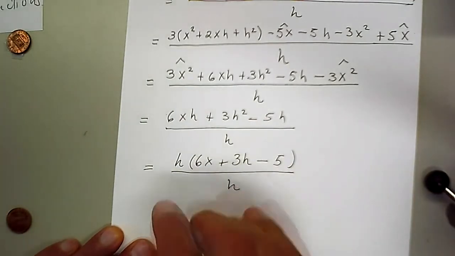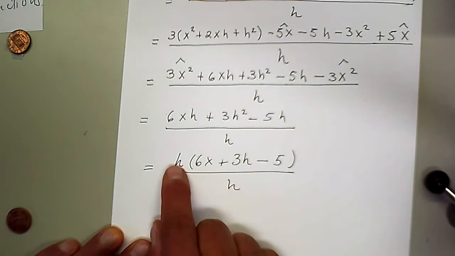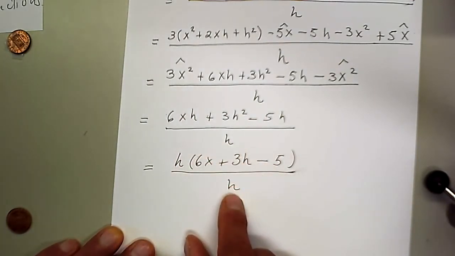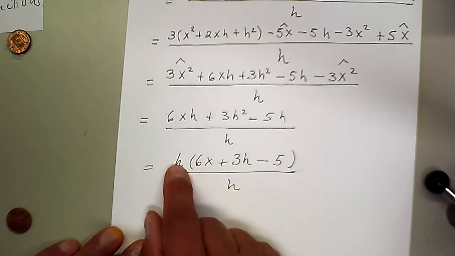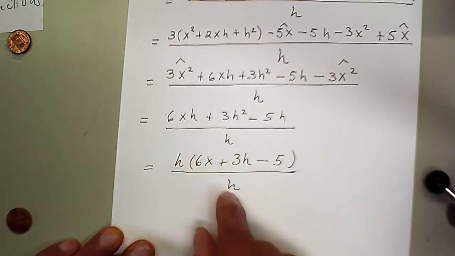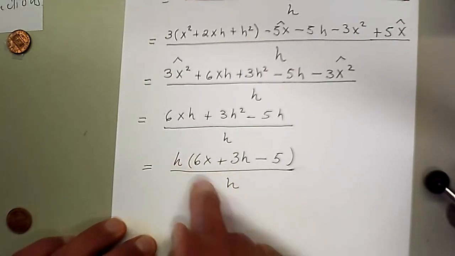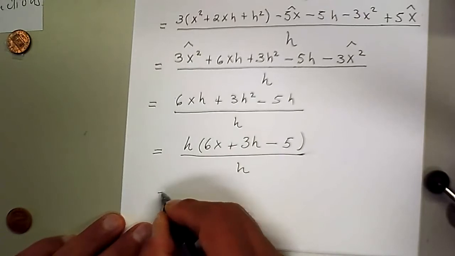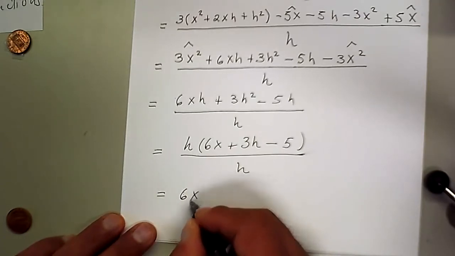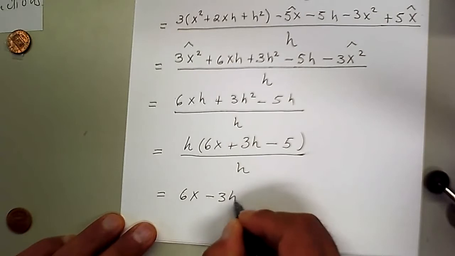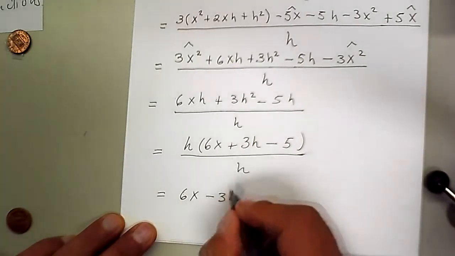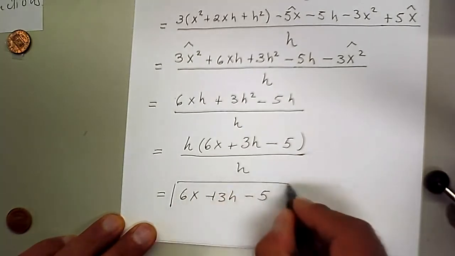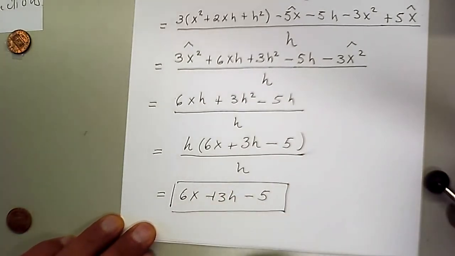Okay, now we may simplify this h with this h because the h is multiplying this polynomial, but then we're going to divide by h, so they undo each other. Multiplying with h to then divide by h, they undo each other. So might just as well not do the multiplication and the division. So what we are left with is 6x plus 3h minus 5. So this is the final answer.